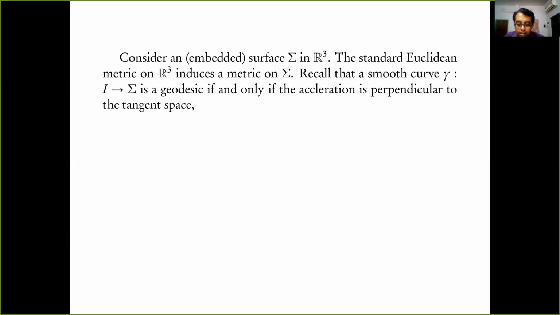But if you take the norm square of velocity and you take d by dt of that, you simply get gamma dot product with gamma double dot. And that would say that the acceleration is perpendicular to the velocity, but this is saying something more. It's saying that the acceleration is actually in the normal direction to the tangent space. Now since the tangent space is dimension 2, the orthogonal complement of the tangent space has dimension 1. So the acceleration necessarily has to be a scalar multiple of a chosen normal vector field.